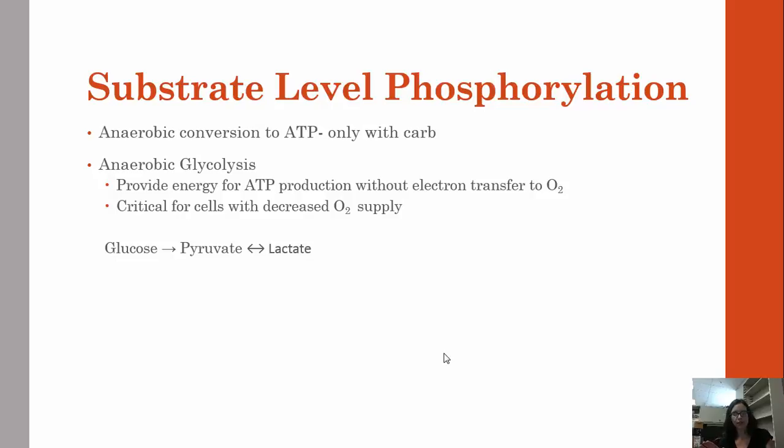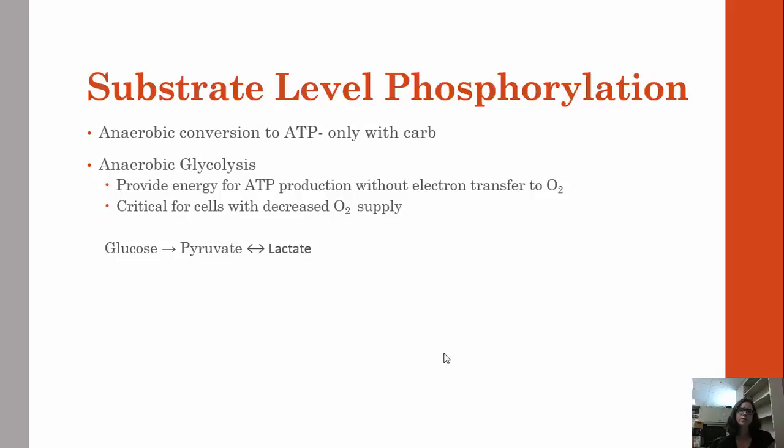First method, substrate level phosphorylation, I just want to touch on that because it is relevant, though it's not as common. One important example of this is the anaerobic conversion of ATP. It can't be oxidative phosphorylation because we don't have oxygen. It's anaerobic, and so we can only really utilize nutrients anaerobically with carbohydrate as the fuel. In this process, we're able to provide energy for ATP production without electron transfer to oxygen, which we are going to see that we really need in oxidative phosphorylation.